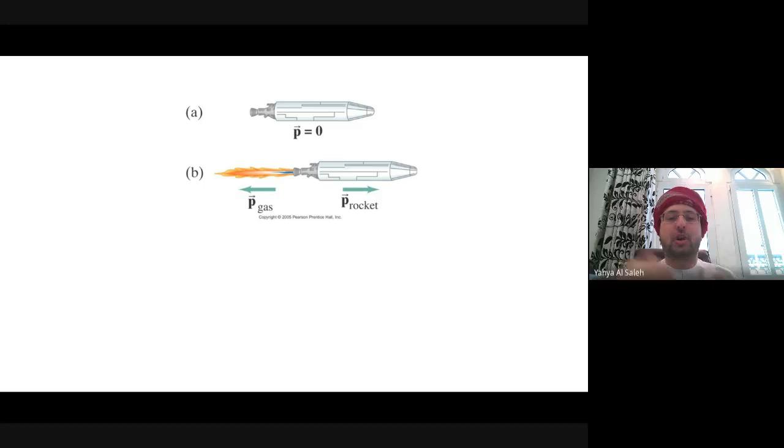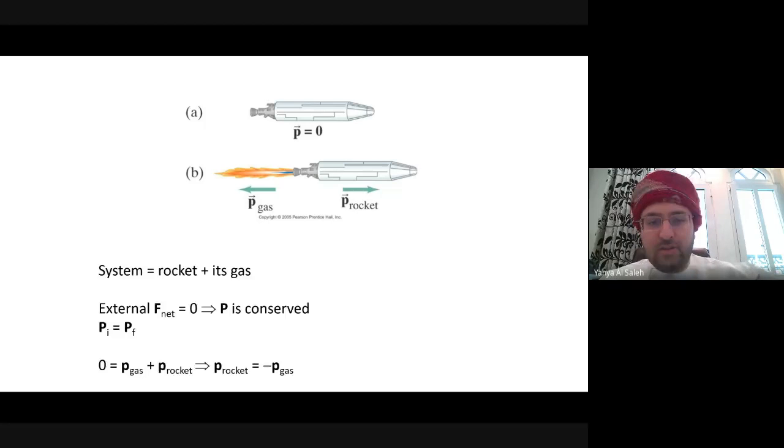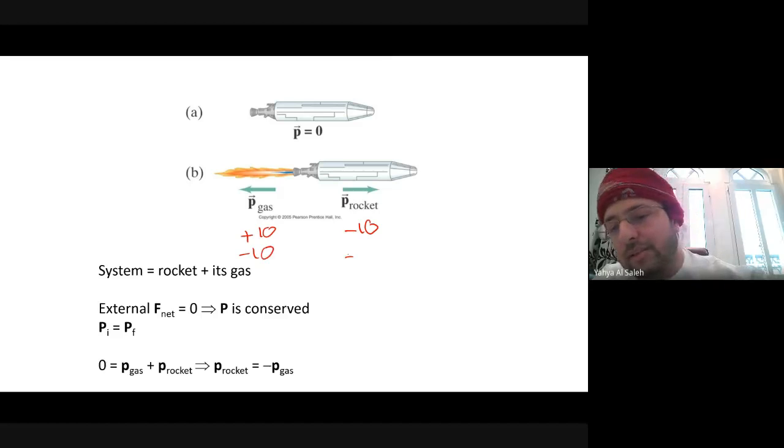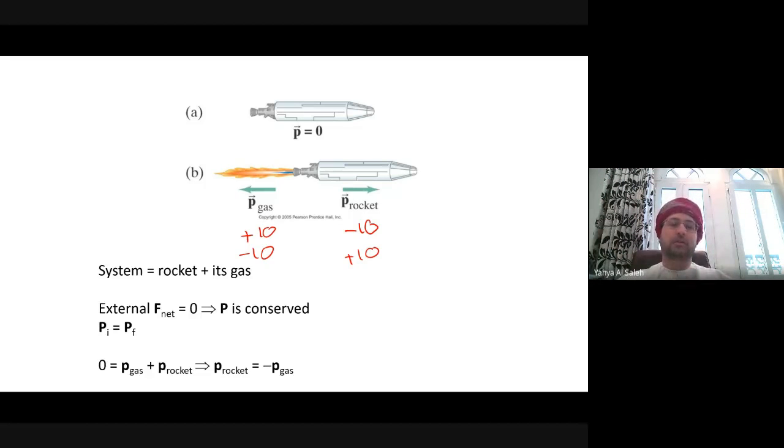Now, because there are no external forces, this gas is coming from the rocket itself. My total momentum has to be equal to 0. It cannot be non-zero, because it would mean I got momentum from somewhere extra, and we did not get anything extra here. It's coming from inside the rocket itself. So the only possible way this could happen is if this gas is plus 10, then this is minus 10, or if this is minus 10, then this is plus 10. So the total would still be equal to 0.